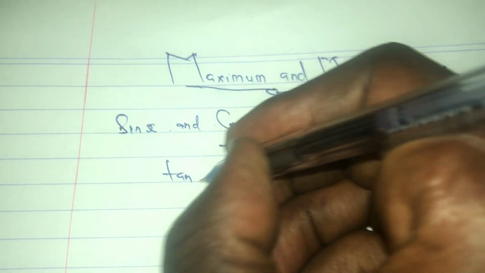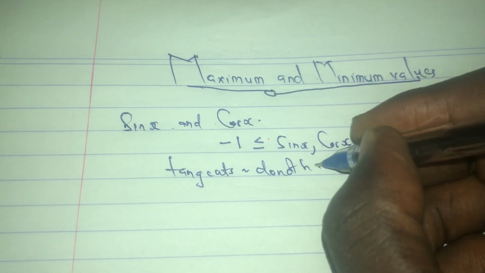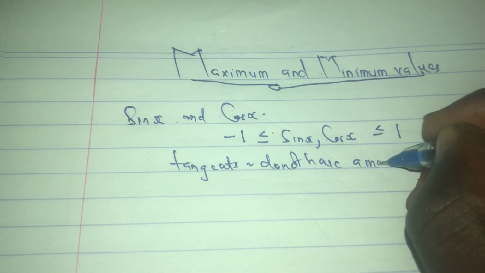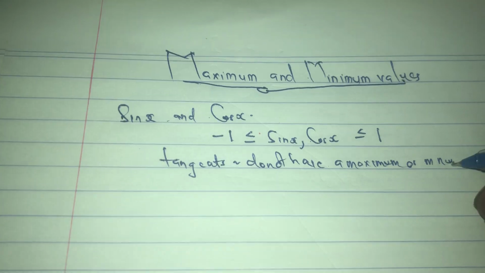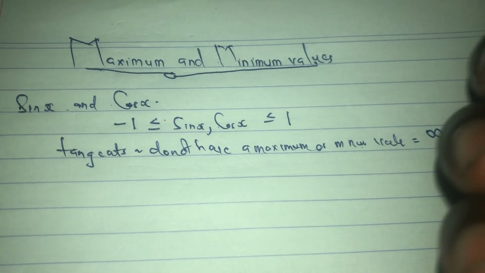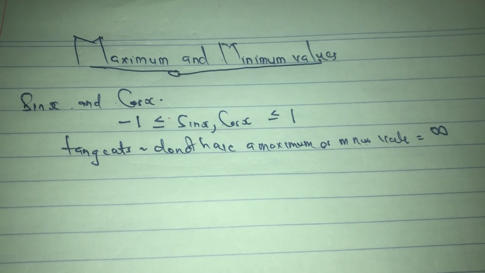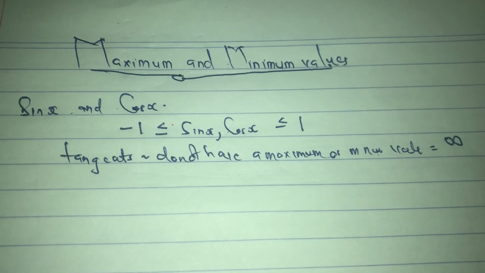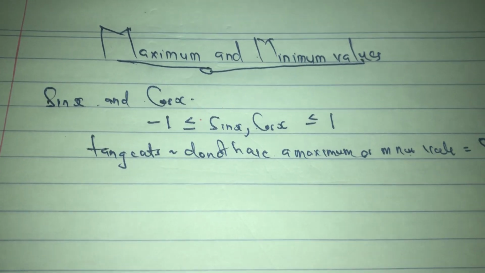Whereas tangents actually do not have a maximum or minimum value. That is, their maximum or minimum value is infinity because they divide over 0. So when you try to get it on your calculator, it will show you a math error because it's actually infinity. So by this, let me give you an example.